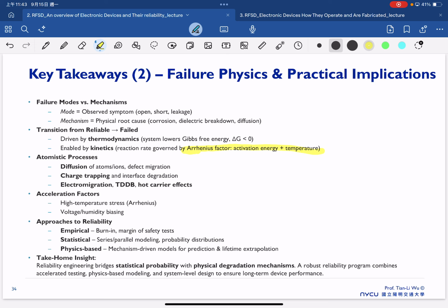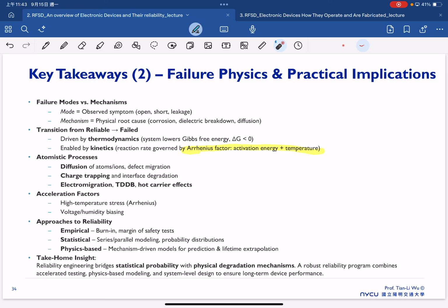activation energy plus temperature. And we also talked about diffusion, charge trapping, and certain effects related to electromigration, TDDB, or hot carrier effect. This is all related to the atomistic process, and the acceleration factor with high temperature stress. And sometimes we also consider voltage and humidity biasing. And there are 3 general approaches for reliability: the empirical, statistical, and physics-based.